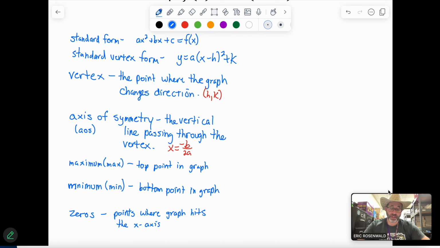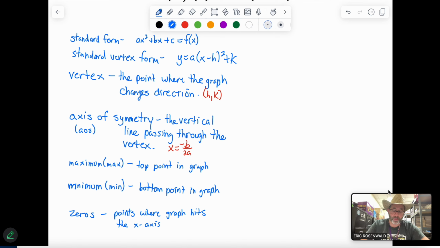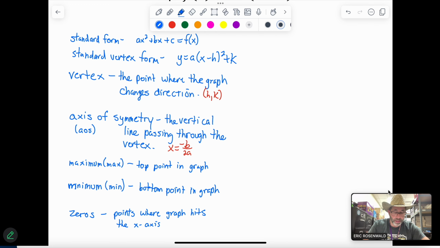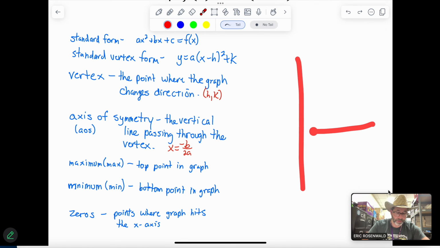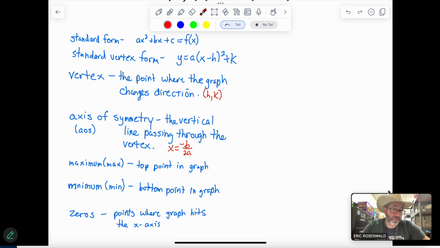We call this one the standard vertex form because when we look at this problem, you have this h and this k that's embedded inside of it. That leads to our vertex. Now, when we're looking at a curve, the vertex is a point on the curve where things change direction. Let's pretend this is our graph and this is a curve. The point where my graph changes directions, you can see the graph's going down here and then goes back up here. The point in the middle right there, we would call our vertex, okay?